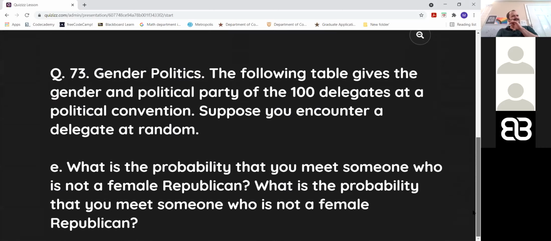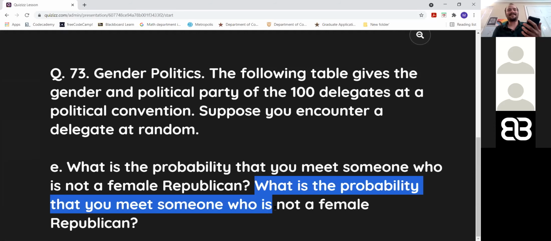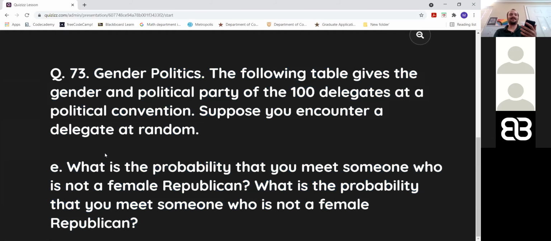And I think this is the last question, although there might be one more. I don't know. This is the last one. Okay, yeah, it does say the slide numbers on your thing, doesn't it? What is the probability that you meet someone that is not a female? It copied and pasted it twice, apparently. It does that sometimes. I didn't catch that. What is the probability that you will meet someone who is not a female Republican?